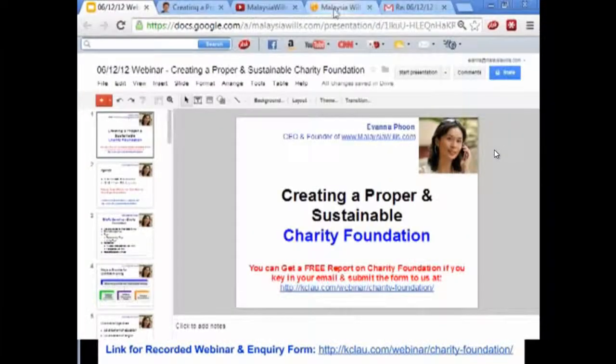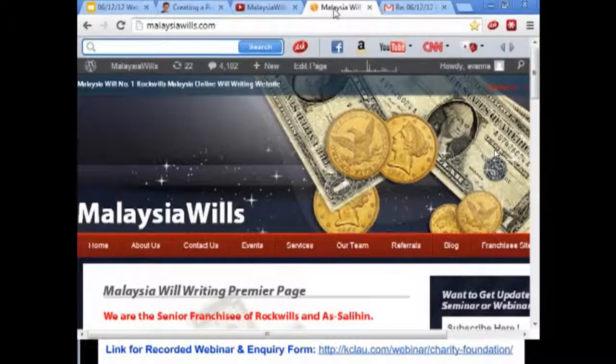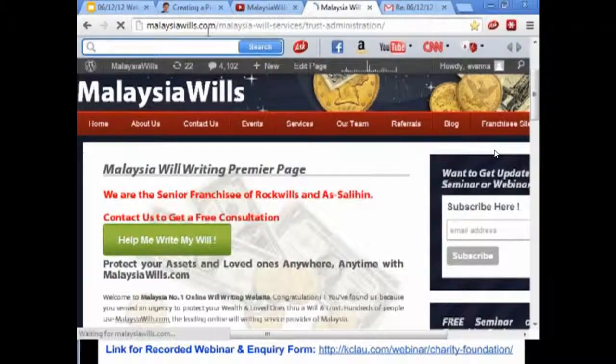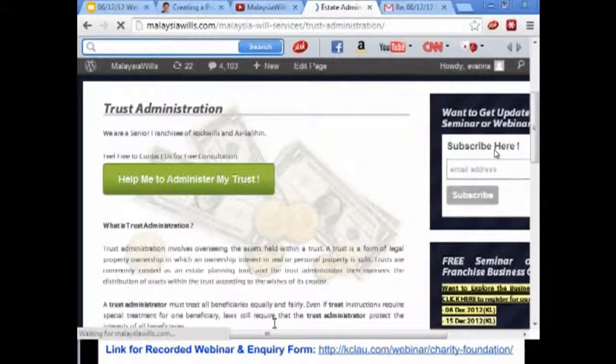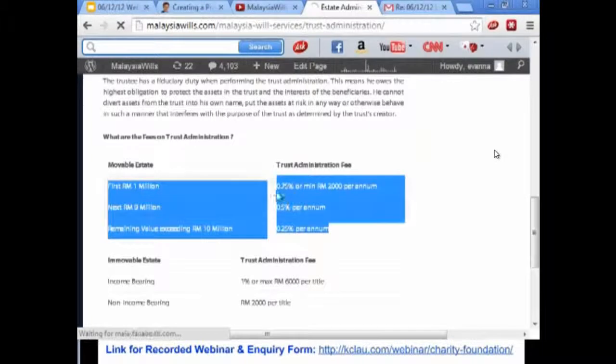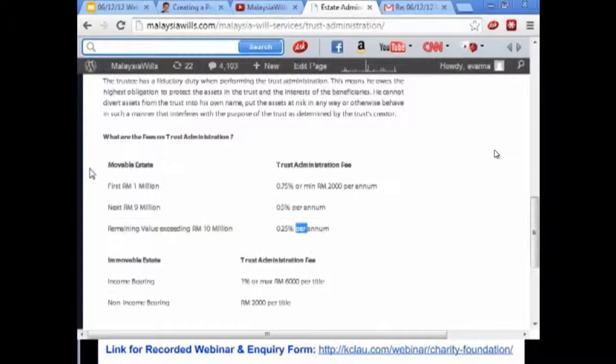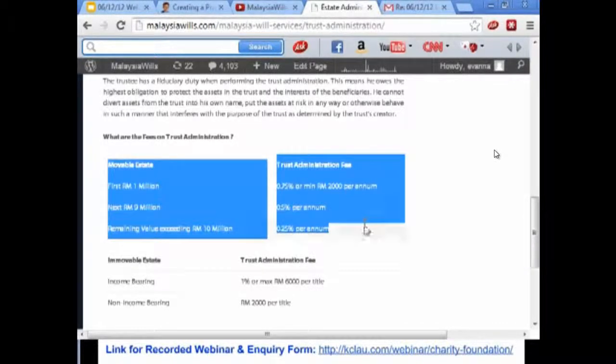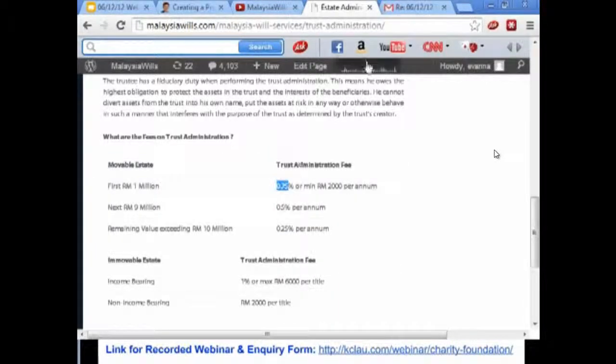it on my website under Trust Administration, malaysiawives.com, Services, Trust Administration. So these are the administration fees: 0.75, 0.5 for the next 9 million, above 10 million is 0.25. However, if the estate is very sizable, this fee is negotiable, right, Ijazah? This fee is negotiable.